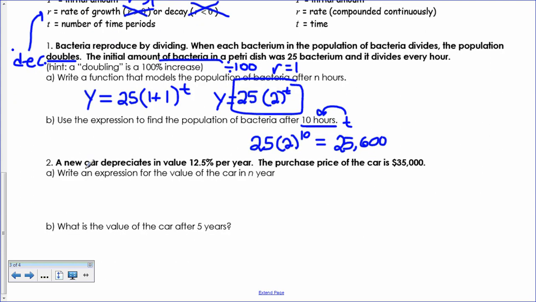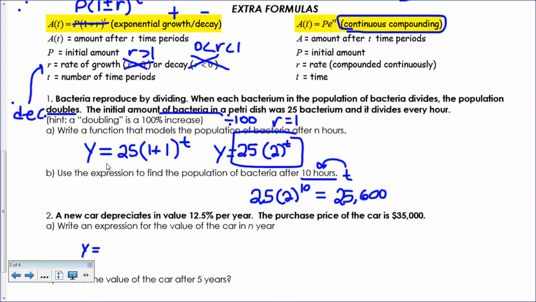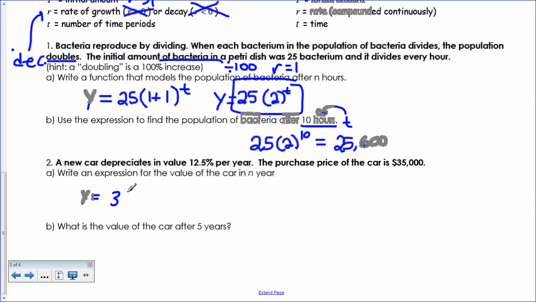This next one says that a new car depreciates in value 12.5% per year. The purchase price of the car was $35,000. Depreciates means that it's decreasing in value. That's what that word means, if you didn't know. So we're going to write an expression for this. So it's y equals the initial P, that was 35,000. 35,000, parentheses, 1.